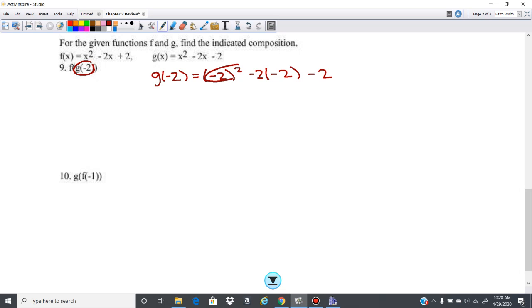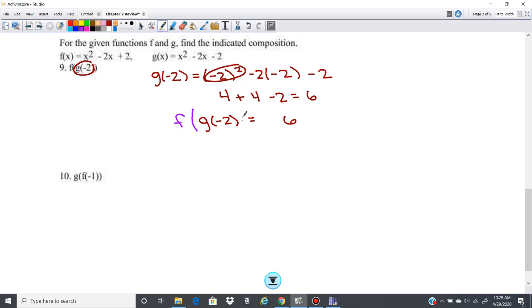So we have -2 squared is going to give us a positive 4. -2 times -2 will also give us a positive 4 minus 2. So 4 plus 4 is 8. Minus 2 is going to give us 6. So we have g of -2 equals 6. Okay, and then that's f of g of -2.